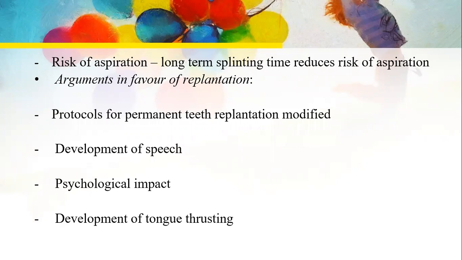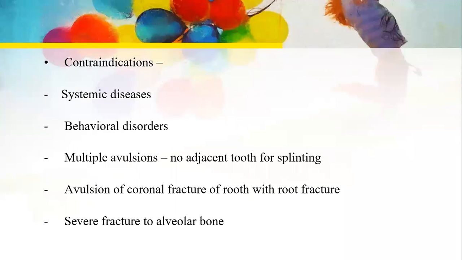And there have been arguments in favor of the replantation also. Protocols for permanent teeth replantation were modified because conditions like this will definitely stand if a tooth is gone too early. There will be problems with speech. So the reimplantation is very important for children for the development of speech, to reduce the psychological impact, and to prevent the development of tongue thrusting. These are all conditions which will happen if there is an early loss of primary teeth.